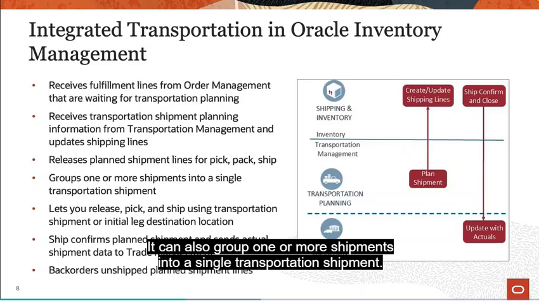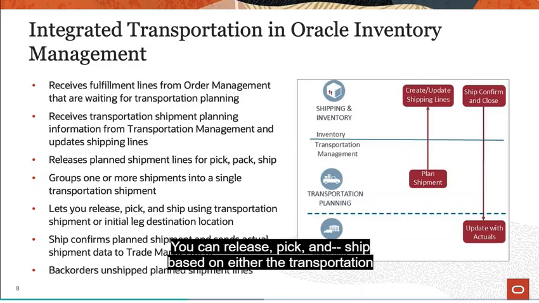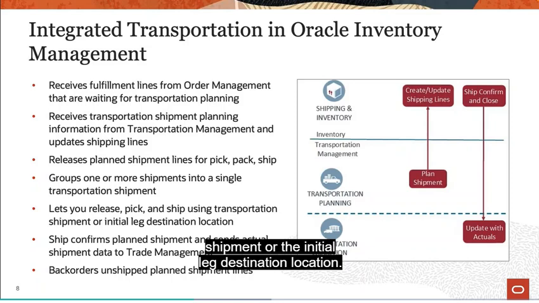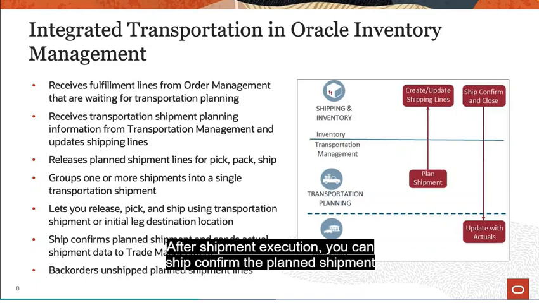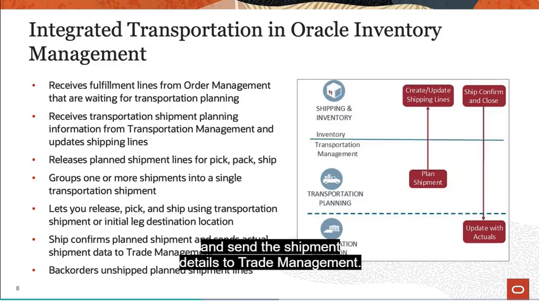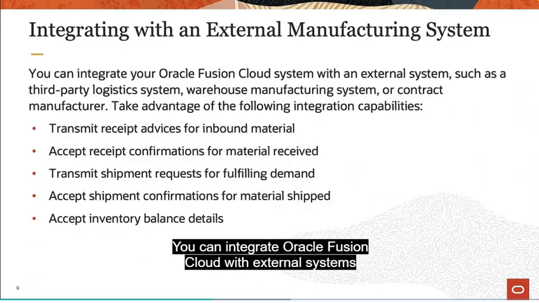It can also group one or more shipments into a single transportation shipment. You can release, pick, and ship based on either the transportation shipment or the initial leg destination location. After shipment execution, you can confirm the planned shipment and send the actual shipment details to trade management. If any planned shipment lines can't be shipped, the system can backorder the unshipped lines.